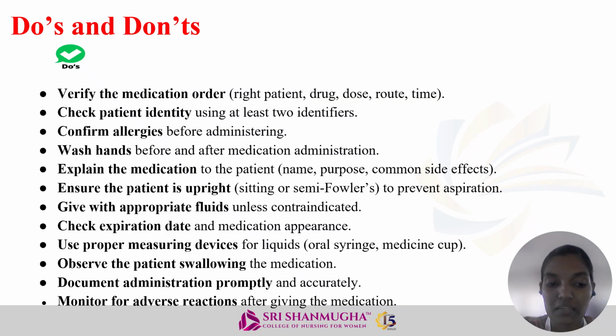If a short expiry is there, we will change it in the pharmacy. After that, we have to give. Or else, if the patient's medicine is expired, we don't give that. So that's why we have to check the expiration date once. Next, use proper measuring devices for syrups and the like. We have to measure and give. Observe the patient swallowing the medicine. We have to notify whether the patient swallows or not.